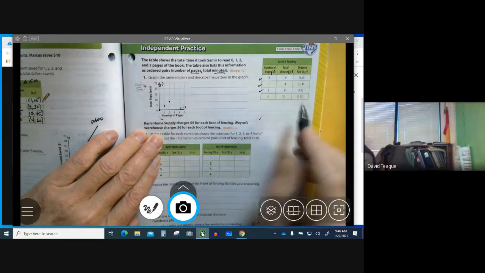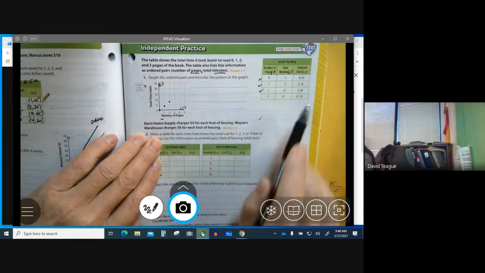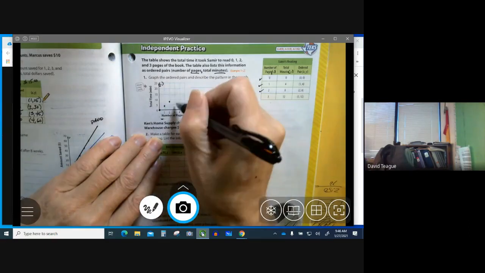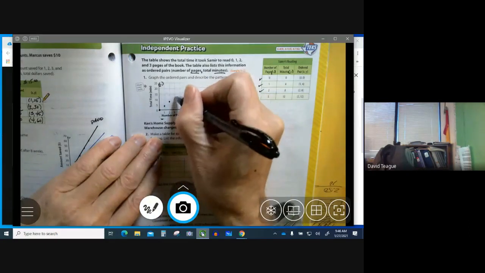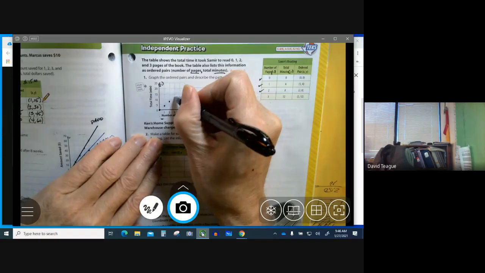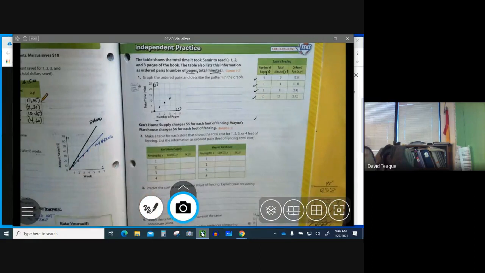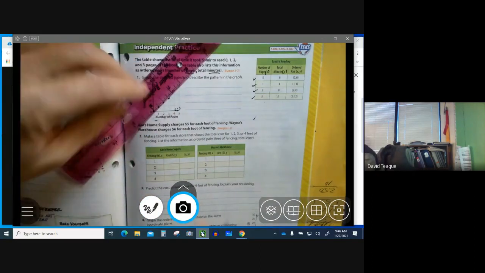Okay. My next ordered pair is (3, 12). So I'm going to go to the right 3, and I'm going to go up to where I find 12. So I'm going to have to guesstimate this one too. So we'll just say right about there. Okay. And then if you happen to have a ruler, you can take your ruler.